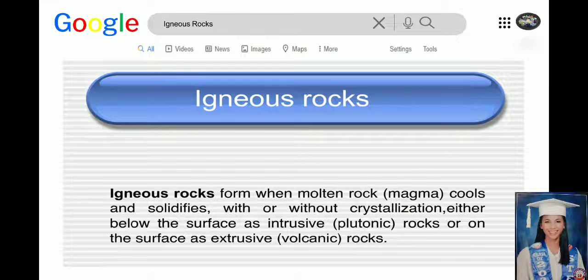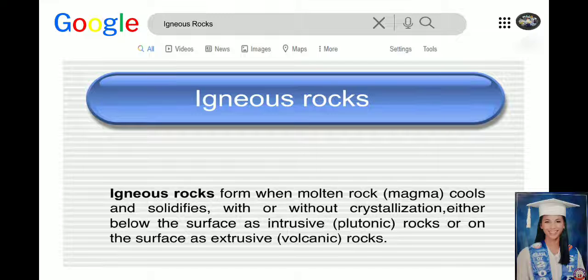So let's talk about igneous rocks. Igneous rocks are formed when magma cools in the Earth's crust or lava cools on the ground surface or in the seabed. The size of crystals of minerals in igneous rock depends on the rate of cooling of magma, because rapid cooling produces microscopic crystals, while slow cooling produces large visible crystals.